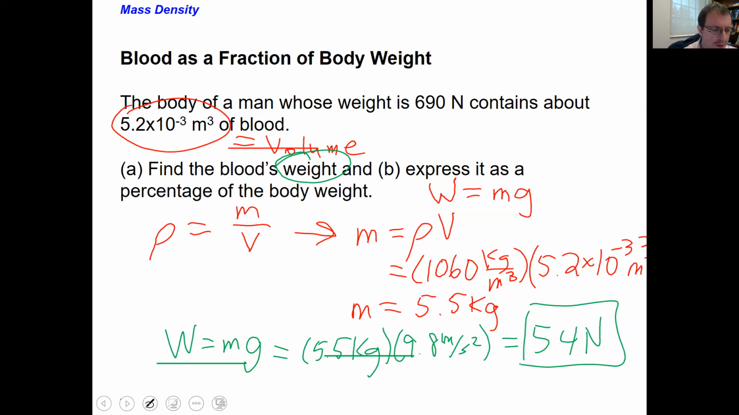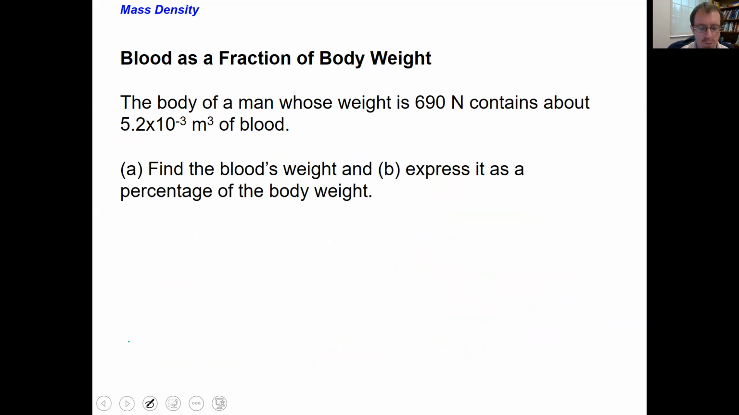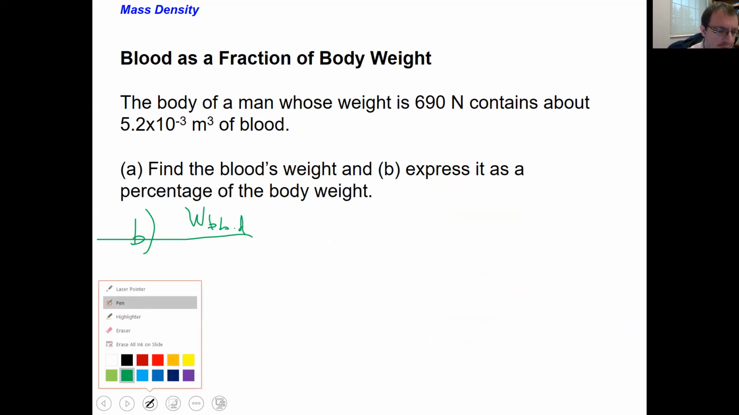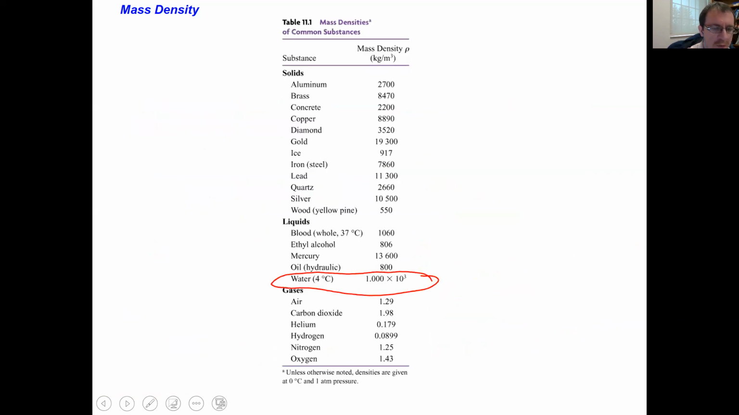Let's see, in part B, we're asked to figure out what this is as a percentage of the person's total body weight. So hold on to that number, that 54 newtons, and we'll figure out part B here. In order to do this, we just need the weight of the blood divided by the weight of the man.